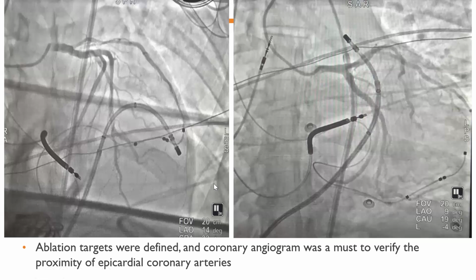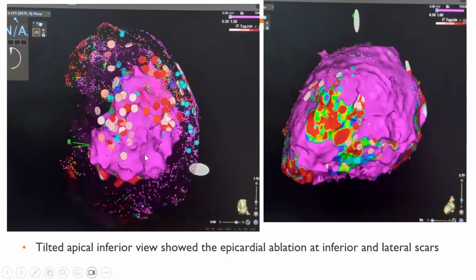As we can see here in the left panel, this is the lateral LAO, lateral scar. Also, the patient had even an RVOT late potential, and also we used an angiogram to see the proximity of the coronary artery. These are both endocardial and epicardial, and all these ablation points are in the epicardium.